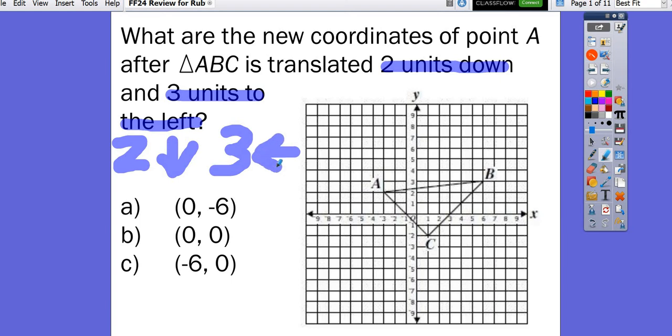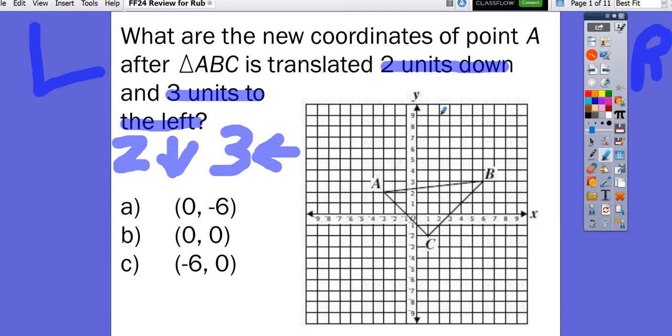Okay, and if you have trouble remembering right and left, just remember that you read from left to right. So that might help you. You read from left to right. So that might help you with your directions.